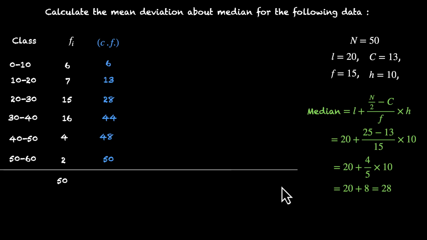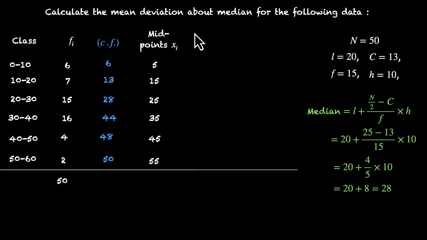Now that we have the median, we can figure out the mean deviation about the median. But because we have classes, we have to first convert this into a discrete set. So let's have a representative for each class. Let's get the midpoints out. So the midpoints for each class, let's label them xi. That's 5, 15, 25, 35, 45, and 55. We'll use these points as xi.